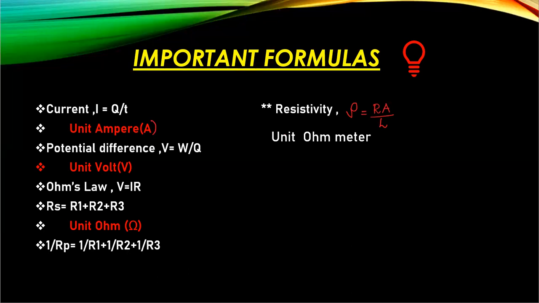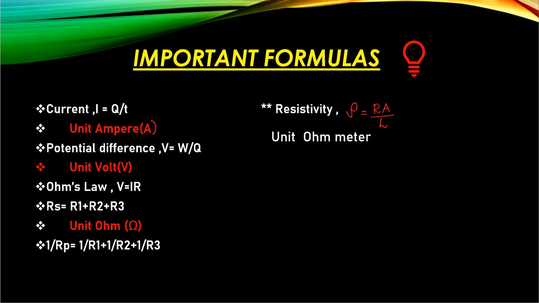Next is resistance in series. Effective resistance in series is equal to R1 plus R2 plus R3. Here three resistances are connected in series. If n resistances are there, then the formula will be Rs is equal to R1 plus R2 plus R3 plus etc. plus Rn, where Rs is the effective resistance in series, and R1, R2, R3 are the individual resistances. Unit of resistance is ohm.